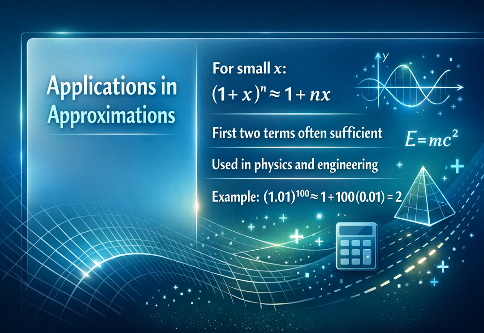Approximations use the binomial theorem. For small x, (1 plus x) to the n is approximately 1 plus nx. The first two terms are often sufficient for good approximations. This is used throughout physics and engineering. For example, 1.01 to the 100 is approximately 1 plus 100 times 0.01, which equals 2.